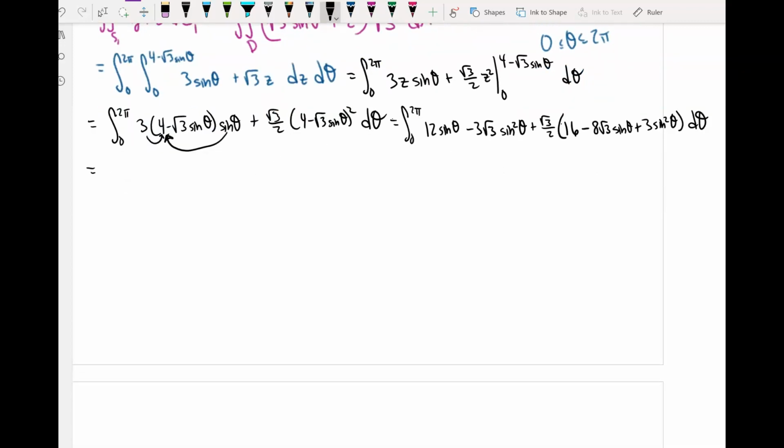Okay, so this is going to give me 0 to 2 pi. 12 sine theta minus 3 square root of 3 sine squared theta. So this is going to give me 8 square root of 3. The other one's going to give me, so this is going to give me a 4 times 3. That gives me 12 sine theta. And then the last one's going to give me plus 3 square root of 3 over 2 sine squared theta, d theta.